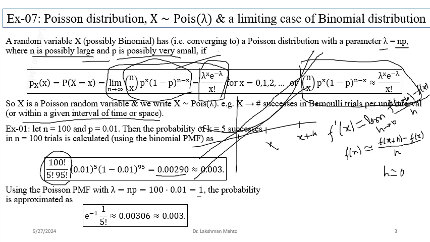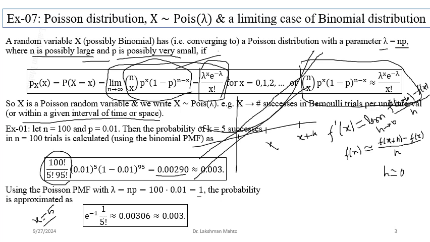Now the probability of 5 successes, that is x equal to 5, would be e to the power minus lambda, into lambda to the power x, divided by factorial x. So here lambda equals 1 and x equals 5. It will be e to the power minus 1, and 1 to the power 5 would be 1, divided by factorial 5.